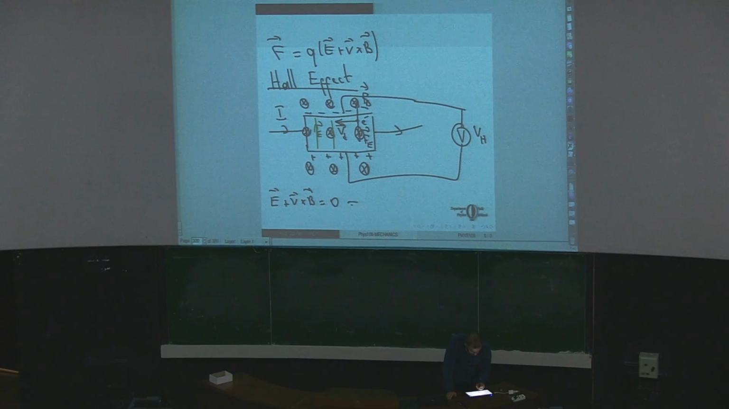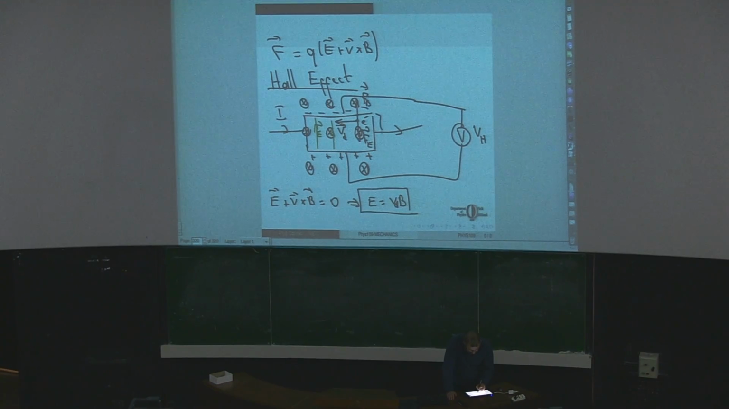Now, of course, this means that E should be equal to V times B. You see, E is pointing upward, V cross B is pointing downward. The magnitude of V cross B is V times B. The magnitude of E, let's say, is just E. So they cancel if this is satisfied. So we know the electric field if we know the drift velocity, when the equilibrium is reached, of course.